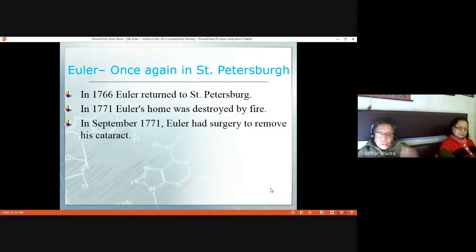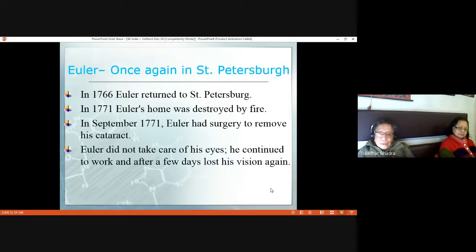remove his cataract. Nowadays, it's a very simple operation. In those days, it may not have been an easy operation. Euler did not take care of his eye. He continued to work and after a few days lost his vision again. So after coming back to St. Petersburg, after a few years, he lost both his eyes and his vision.